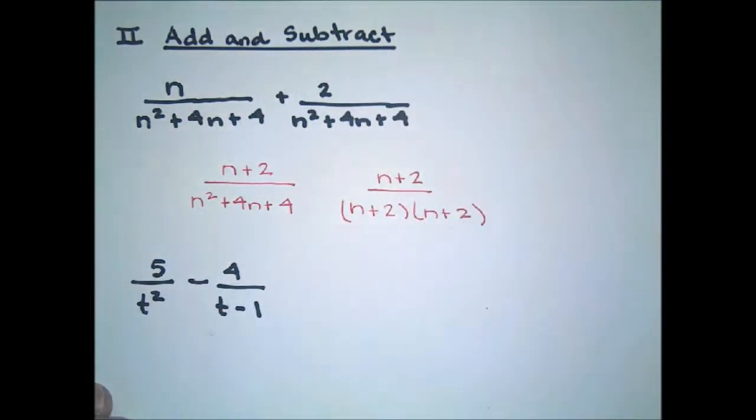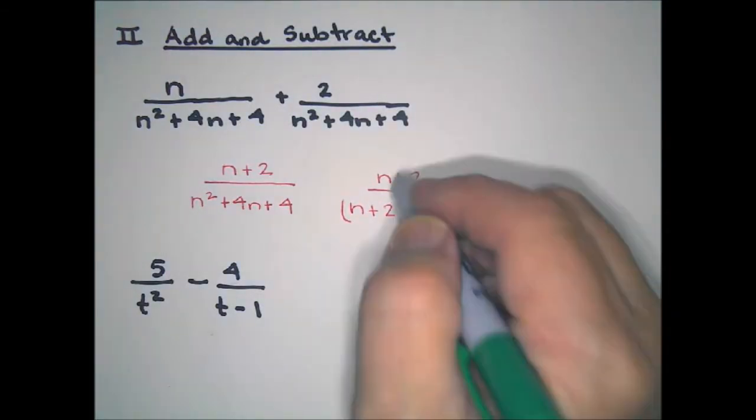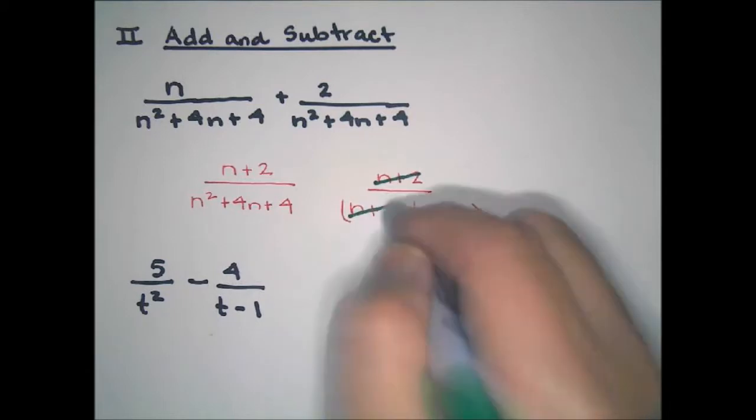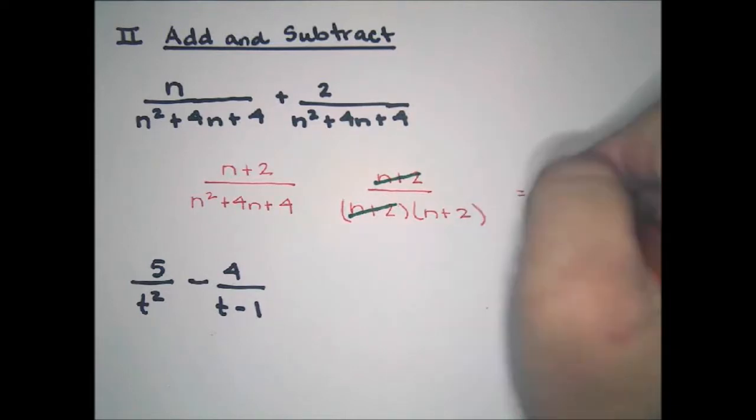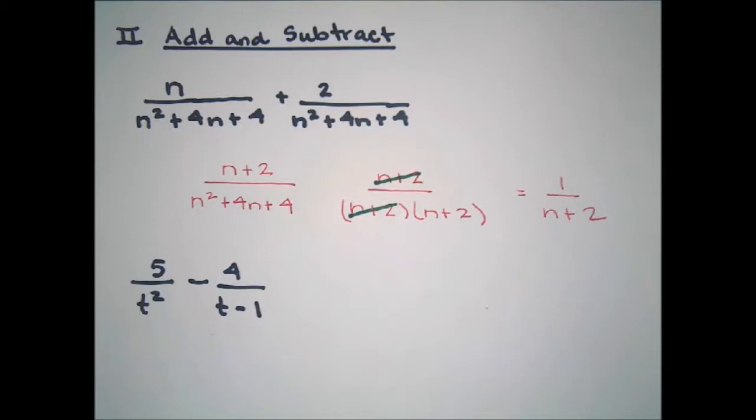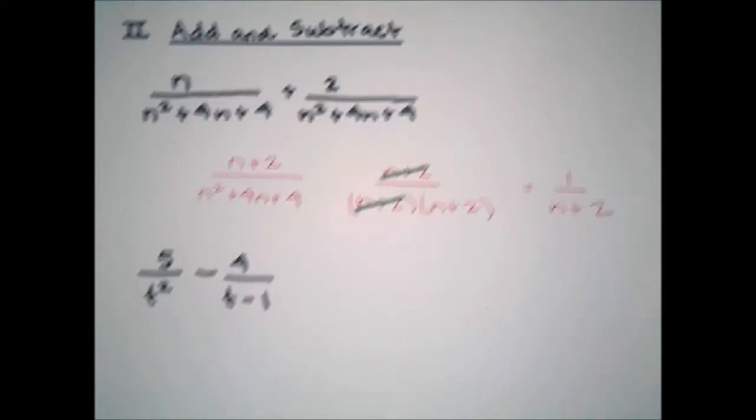So now that it's reduced, or factored, now we can reduce. The n plus 2 on top can reduce with one of the n plus 2's on the bottom, and you're left with 1 over n plus 2. Now, unfortunately, they're not all going to be like that.